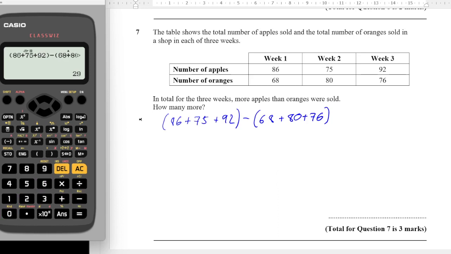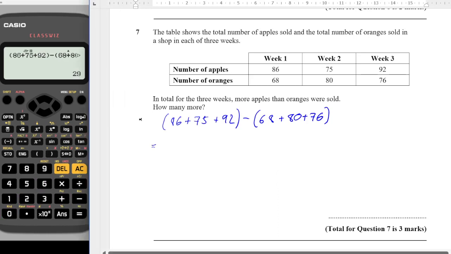So there we go. So we make that to be 29. So the difference is 29.